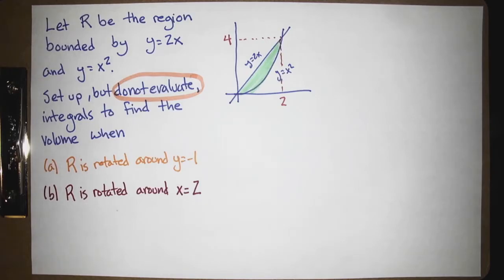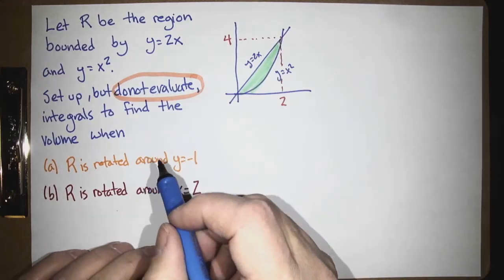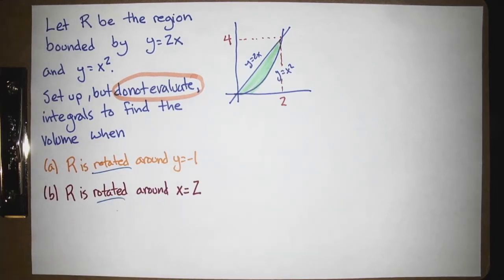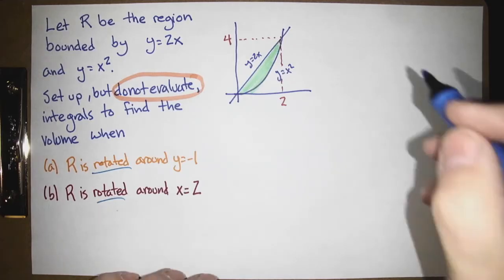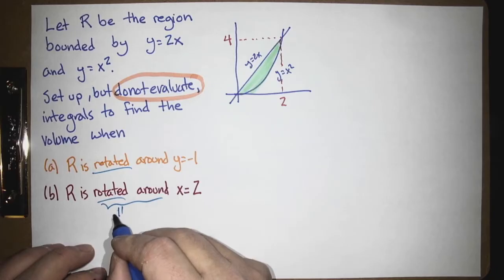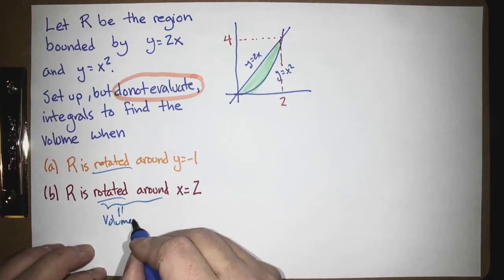Okay, so we want to set up our integrals that define the volume when our region R is rotated. We have two options here: around y equals -1, and then around x equals 2. Now at this point, we haven't learned any methods other than last time. When you see rotated around, that means we're doing a volume of revolution. This is our secret code for volume of revolution.